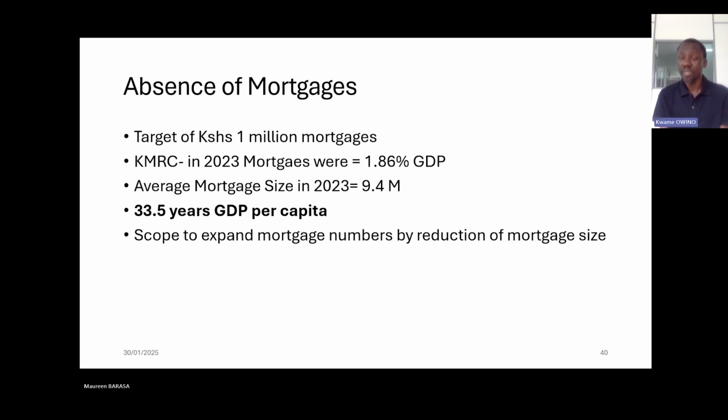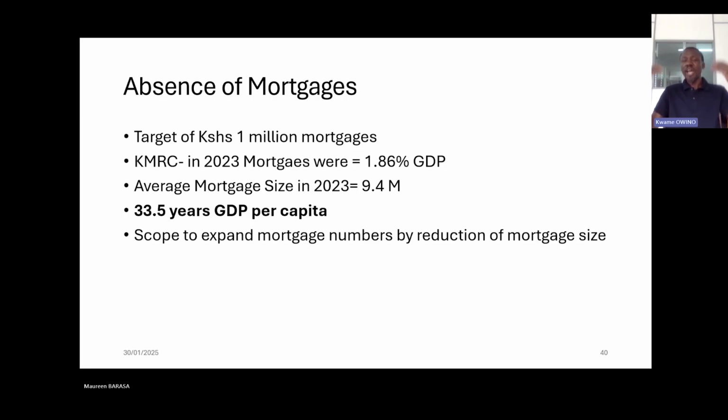representing less than 1% of the housing stock, because the housing stock at 13 million would be 1.3, but it represents 1.86% of GDP in terms of their value. It's quite a bit of value at the time. The average mortgage size in 2023 was 9.4 million shillings per unit.